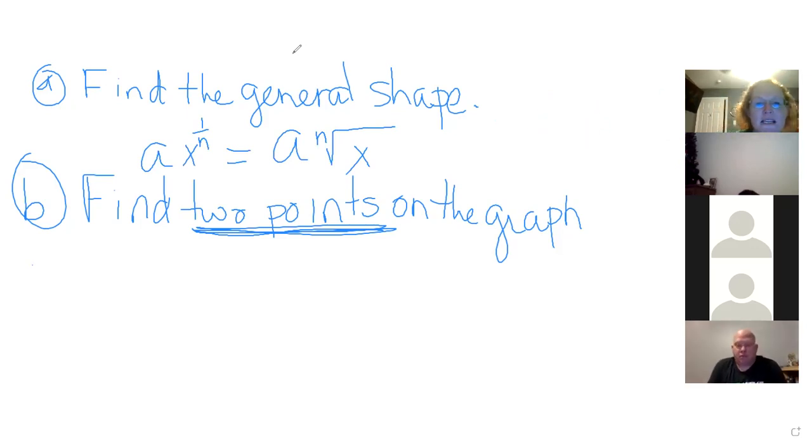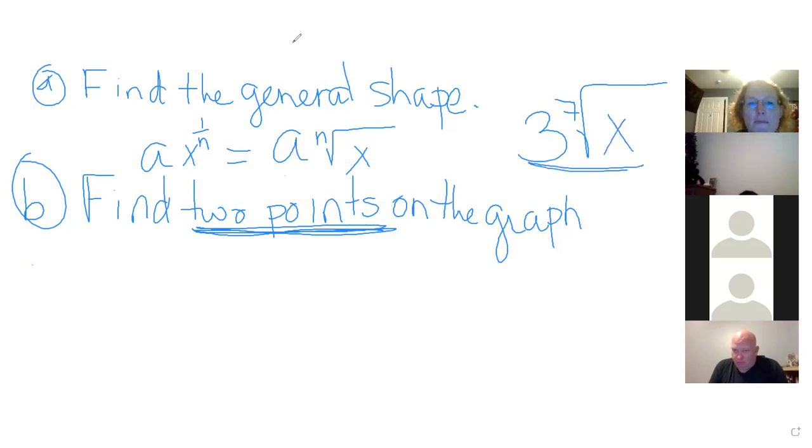So let's pretend A is a number. For now, I'm just going to call it 3. Okay. So if I were to give you something that looked like this, if I were to give you 3 times, let's say, the 7th root of X. Now, this right here matches this side right here. Okay, my A is my 3, and then my N is a 7. We good so far? Yes, ma'am.